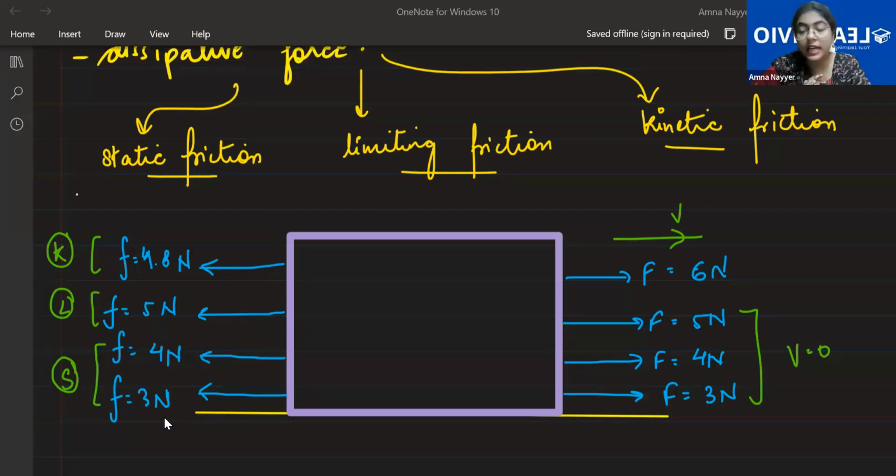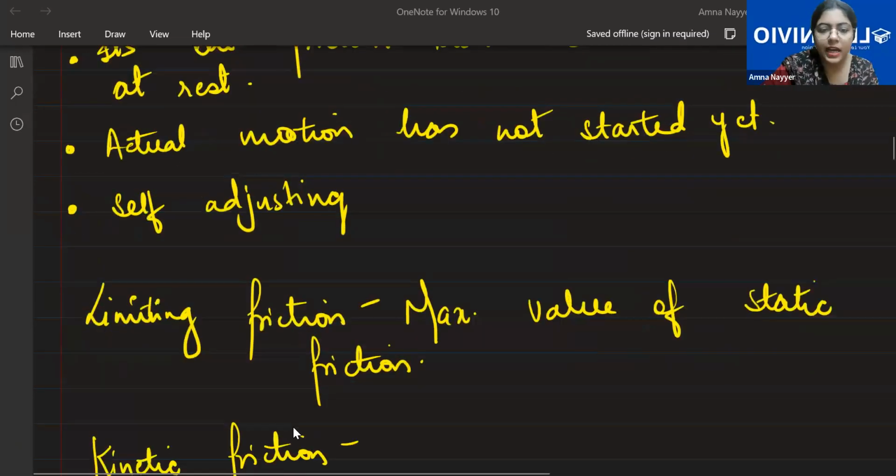And then kinetic. When the body starts moving, the friction is usually lesser than the limiting friction value, when the body is in movement. Kinetic means movement. So these were the three kinds, and we talked about them and we did the graph.